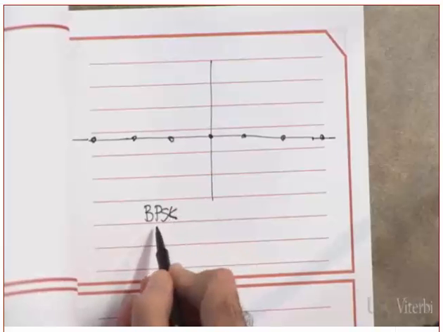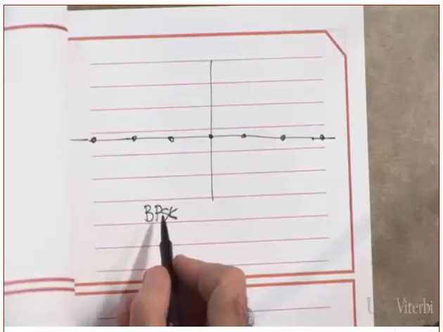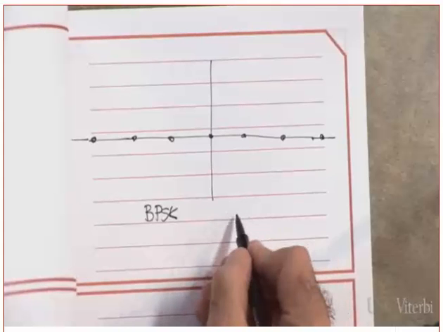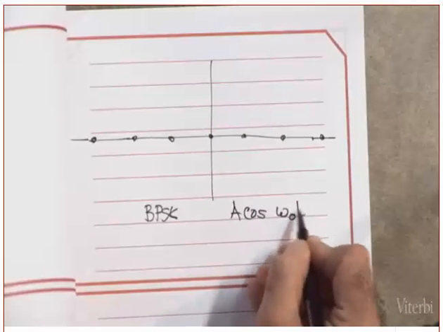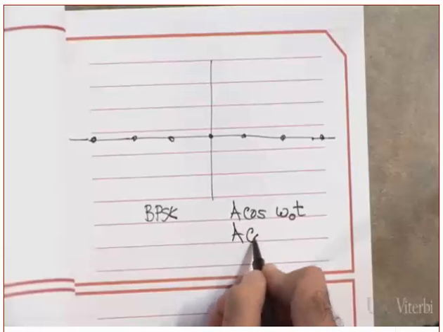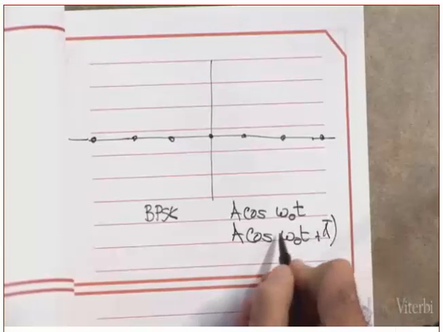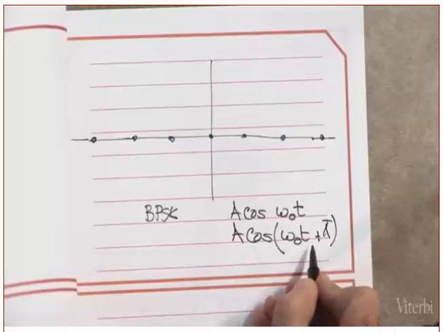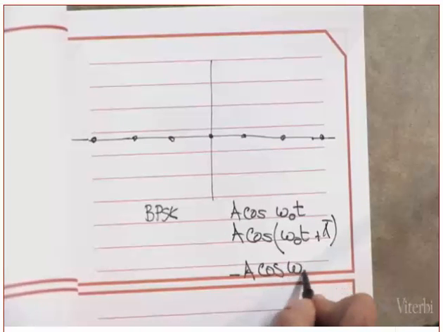In a BPSK, the phase is what? The modulation is on the phase. Yes? But you could always write it like this. What do you have? A cosine omega naught t, and the other one is what? A cosine omega naught t plus what? Pi. You agree? But A cosine omega naught t plus pi is what? Is minus A cosine what? Omega naught, omega RF.